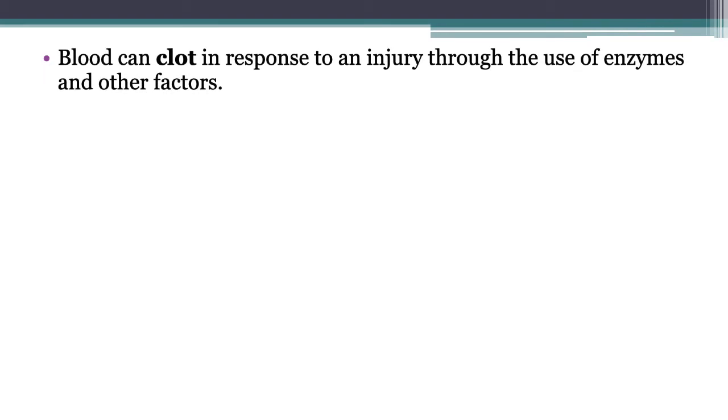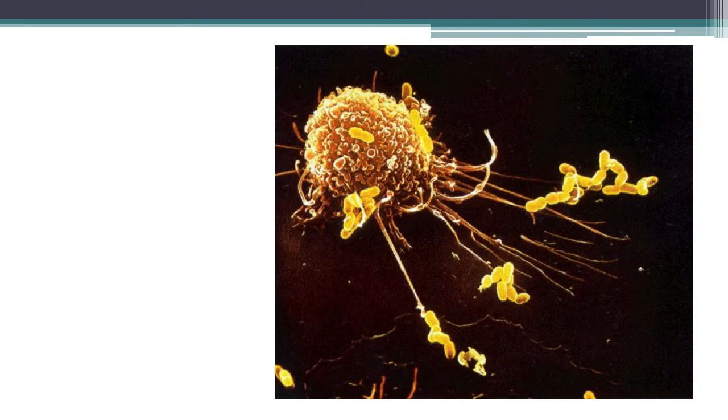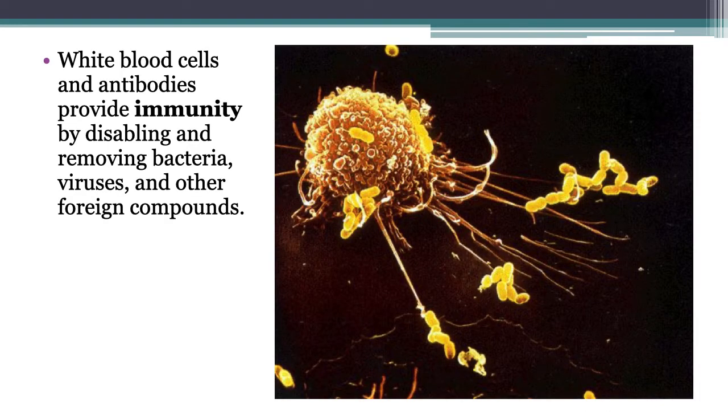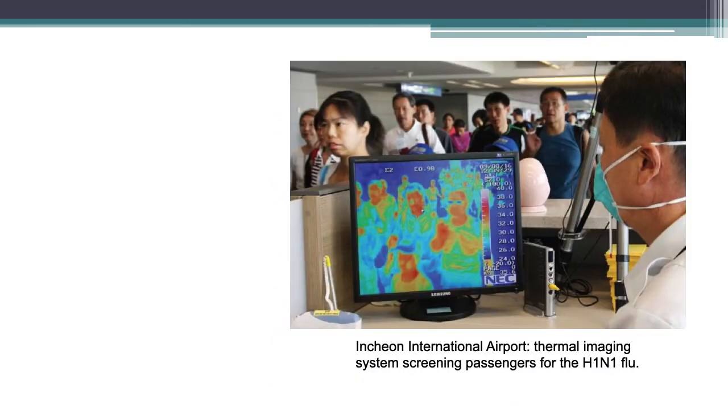A blood clot can result in response to an injury through the use of enzymes and other clotting factors. White blood cells and antibodies provide immunity by disabling and removing bacteria, viruses, and other foreign compounds. All of this moves through the bloodstream.